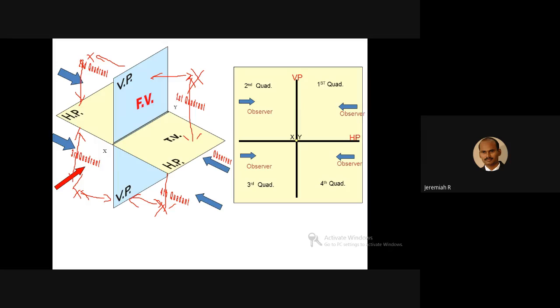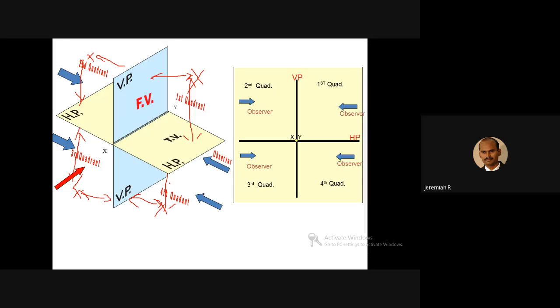Okay, I'll repeat the first four cases. A point is above HP but in front of VP. A point is above HP but behind VP. A point is below HP and behind VP. And in the fourth quadrant, a point is in front of VP but below HP.